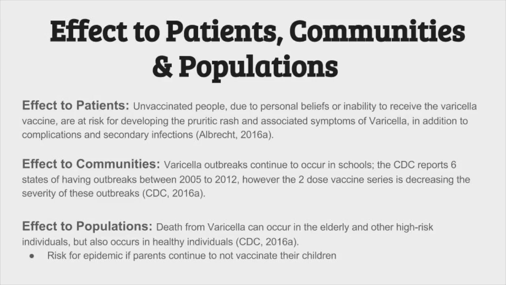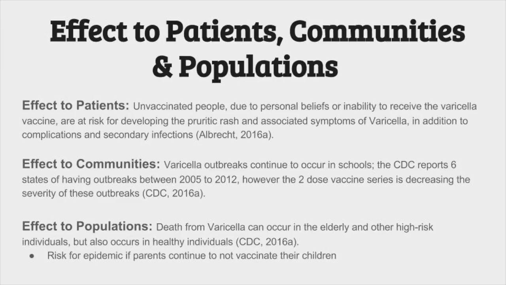Unvaccinated people, due to personal beliefs or inability to receive the varicella vaccine, are at risk for developing the pruritic rash and associated symptoms of varicella, in addition to complications and secondary infections. Additionally, many healthy adult deaths are the result of contracting varicella from their unvaccinated children. Varicella outbreaks continue to occur in schools.